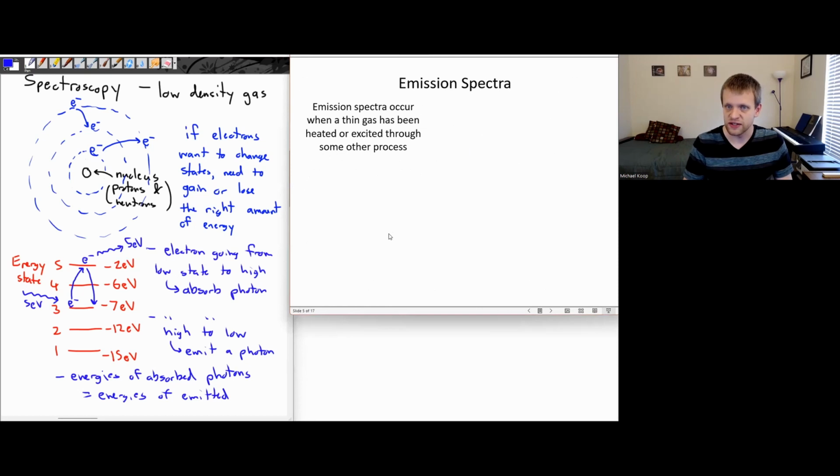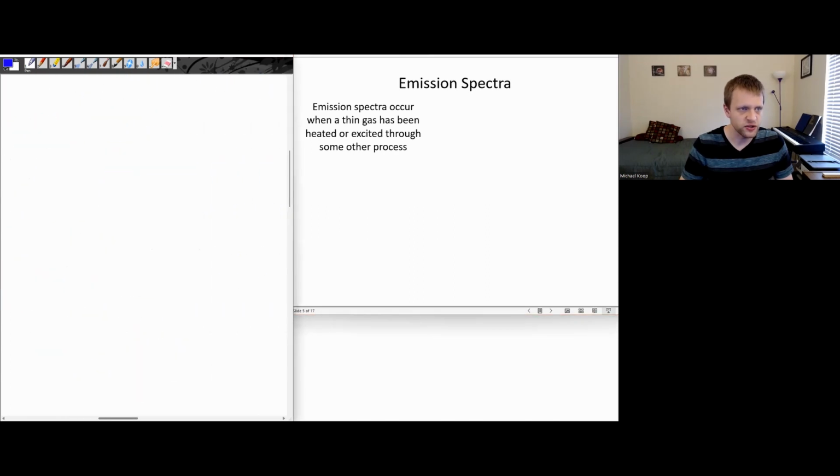So let's actually look at this. Let's talk about emission spectrum first. I'm going to scroll to the side instead. I think that'll be better in case I want to reference this. So let's talk briefly about emission spectrum.